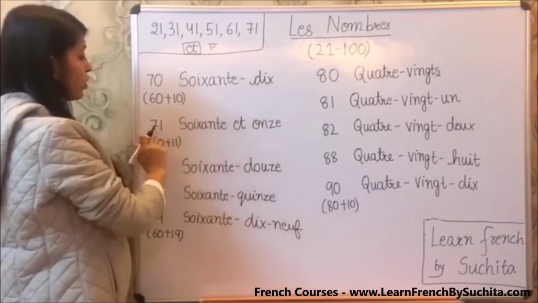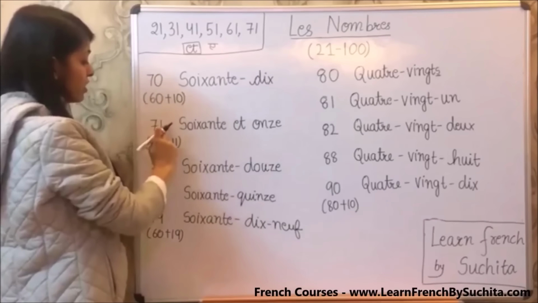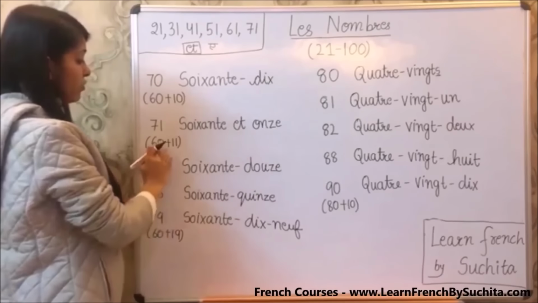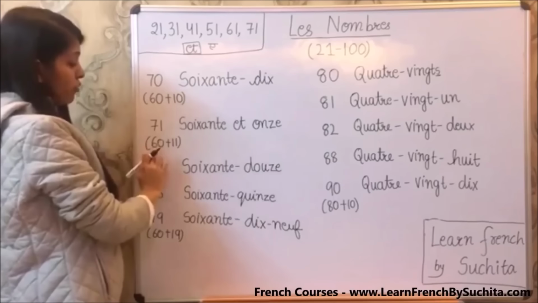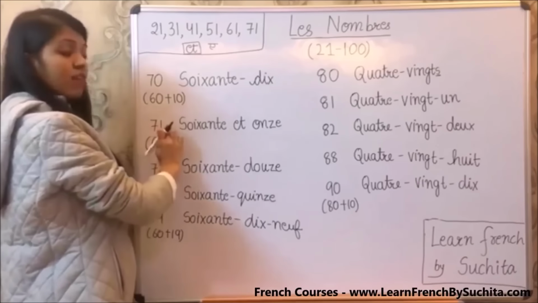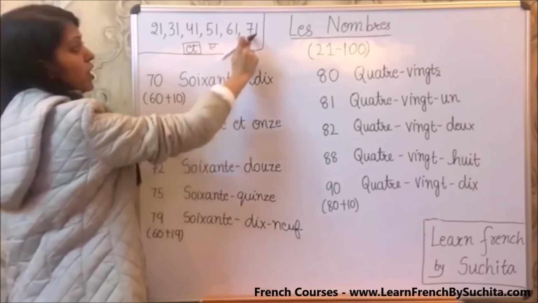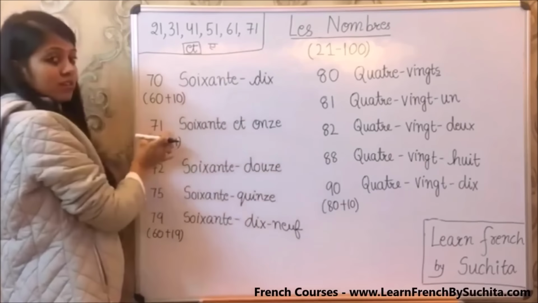Now 71 will not be formed from 70. Instead, we form 71, 72, 73 up till 79. These numbers are formed from 60. So how do I form 71 from 60? 60 plus 11 will give me 71. So 60 is soixante, 11 is onze. So 60 plus 11 gives me soixante et onze.